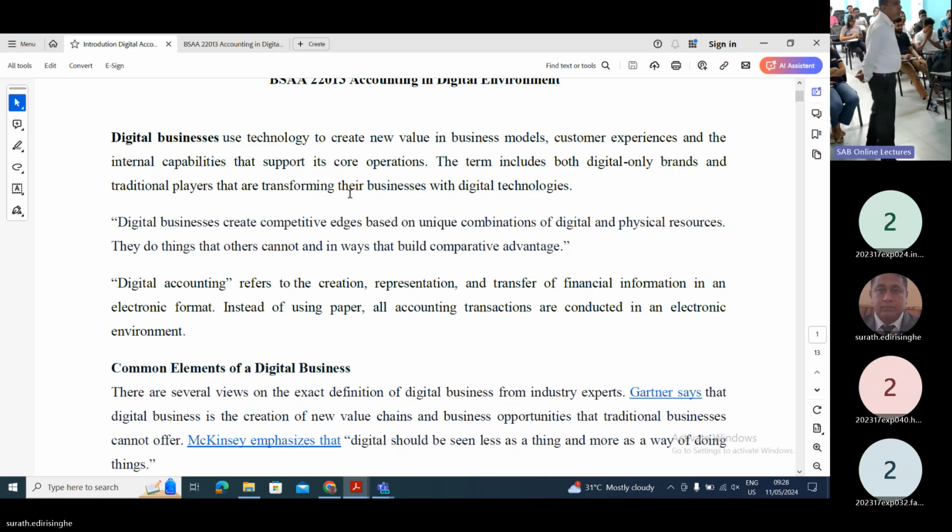It refers to information in the electronic format instead of using papers. Now we are not using papers, not using the manual ledger book. Everything is recorded in the electronic format. Instead of using papers, all accounting transactions are conducted in an electronic environment.